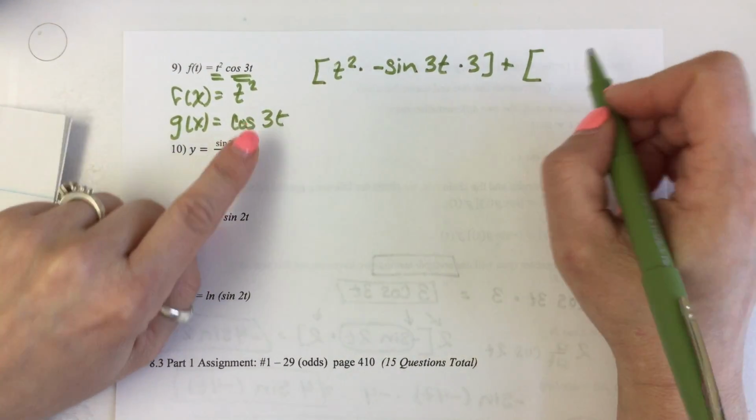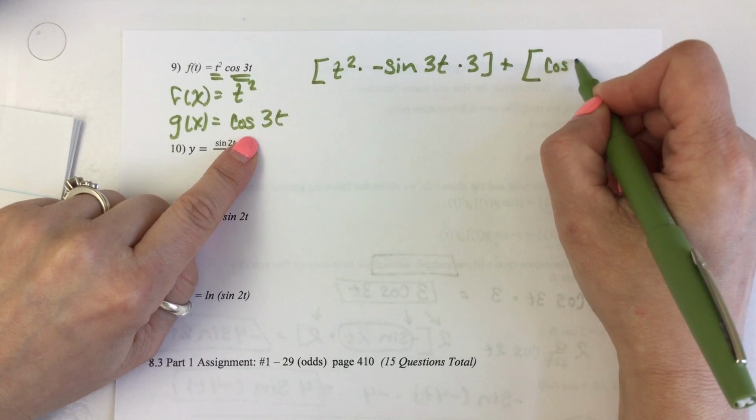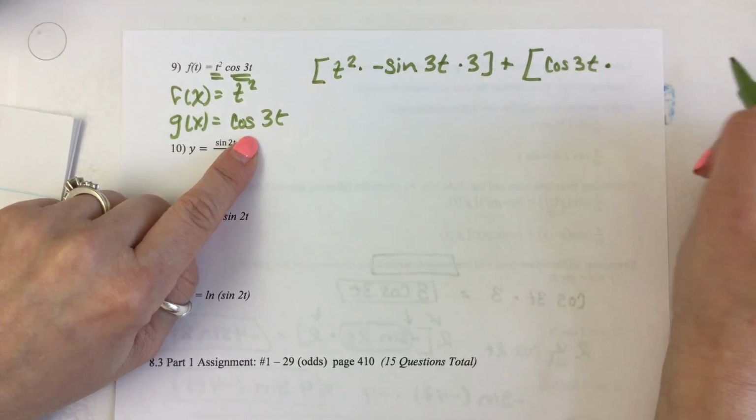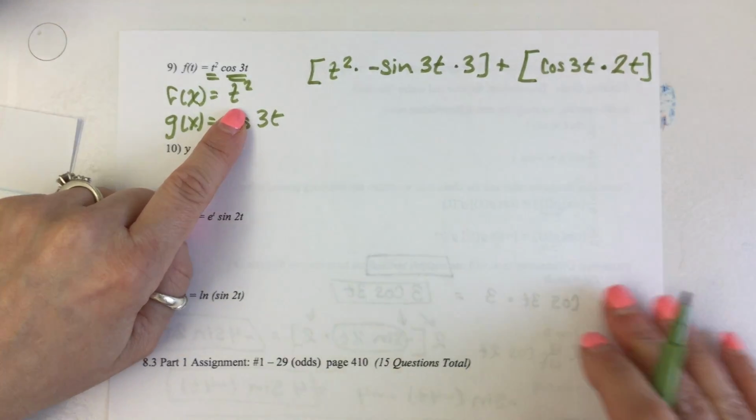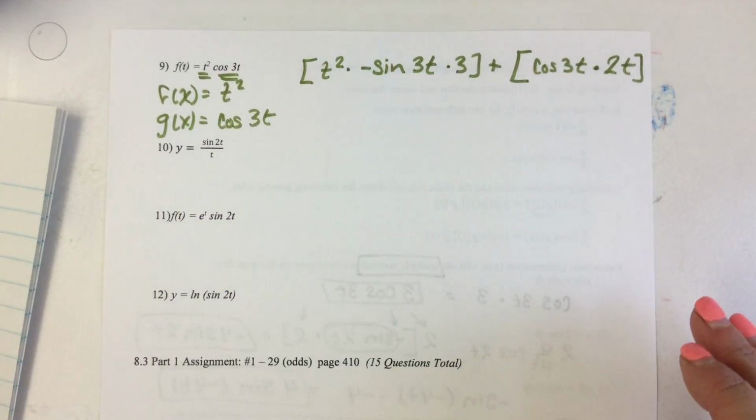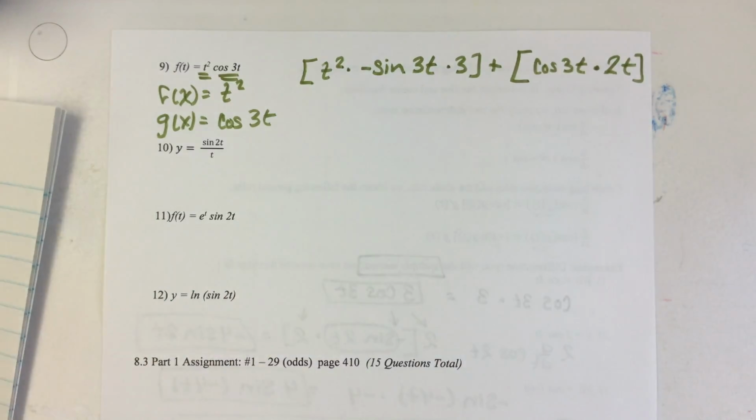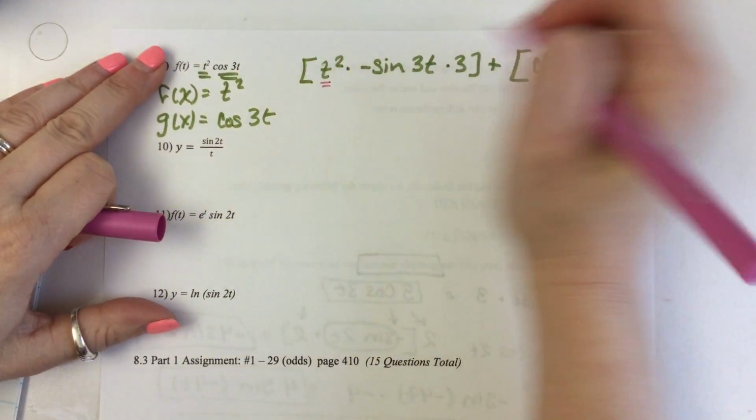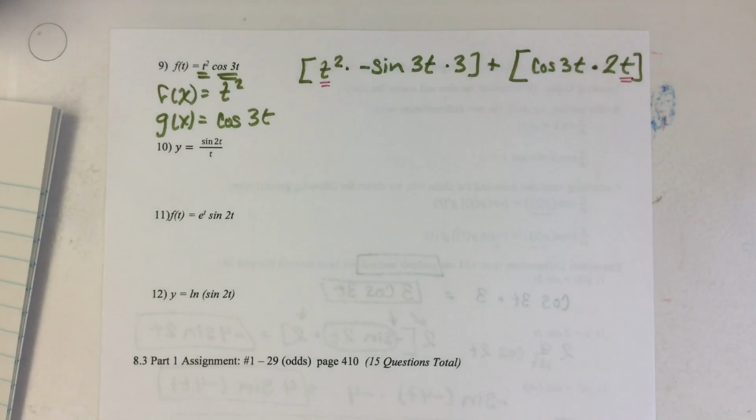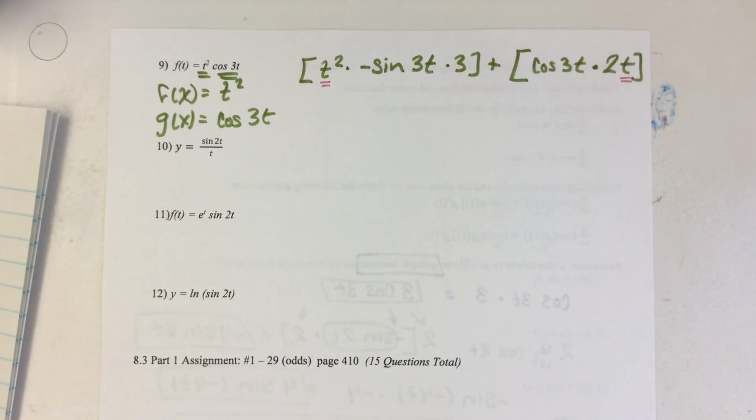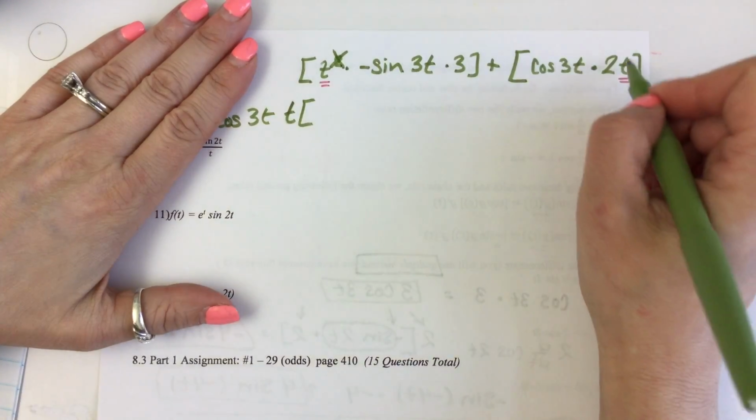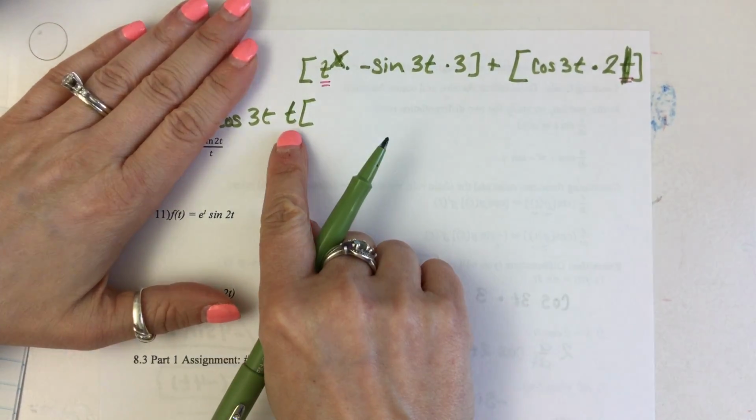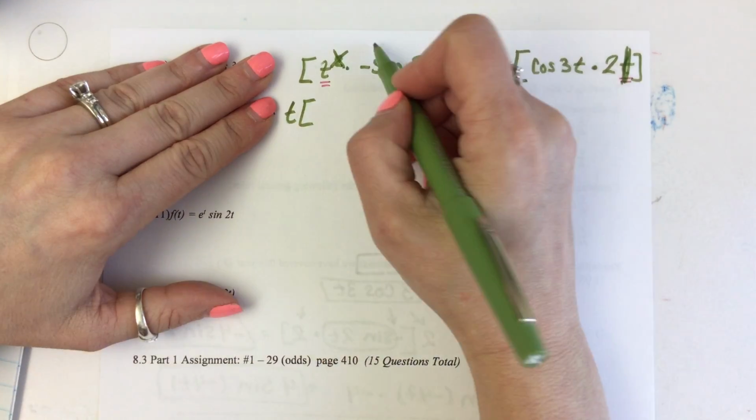Now the second chunk, keep g of x the same. So the cosine of 3t times the derivative of f of x, that's 2t. So now I look and see what they have in common. The only thing I see, here's a t and here's a t that are not connected to the trig functions. So I can take one t out. So this would become 1t, and this t would be gone because I moved it to the outside.